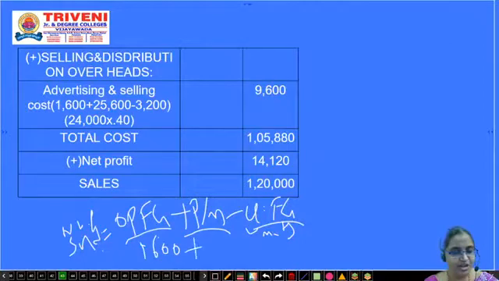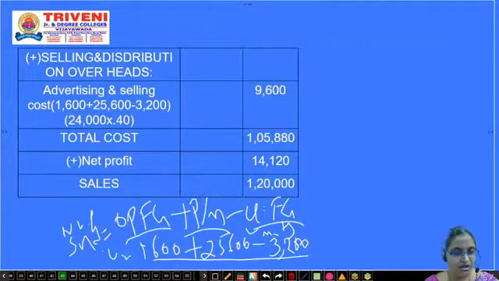At production, 25,600. So in the sum they have given 25,600 units were produced, minus closing finished goods 3,200. It was also given. All the amounts only consider the units, not rupees. So 1600 plus 25,600 minus 3,200. Now you got 24,000.